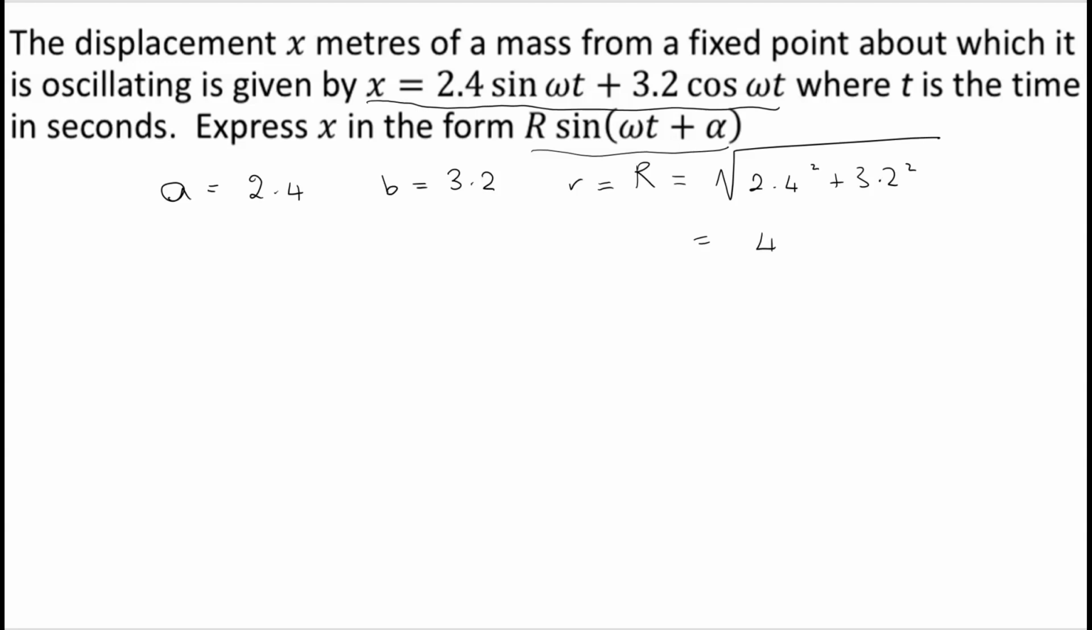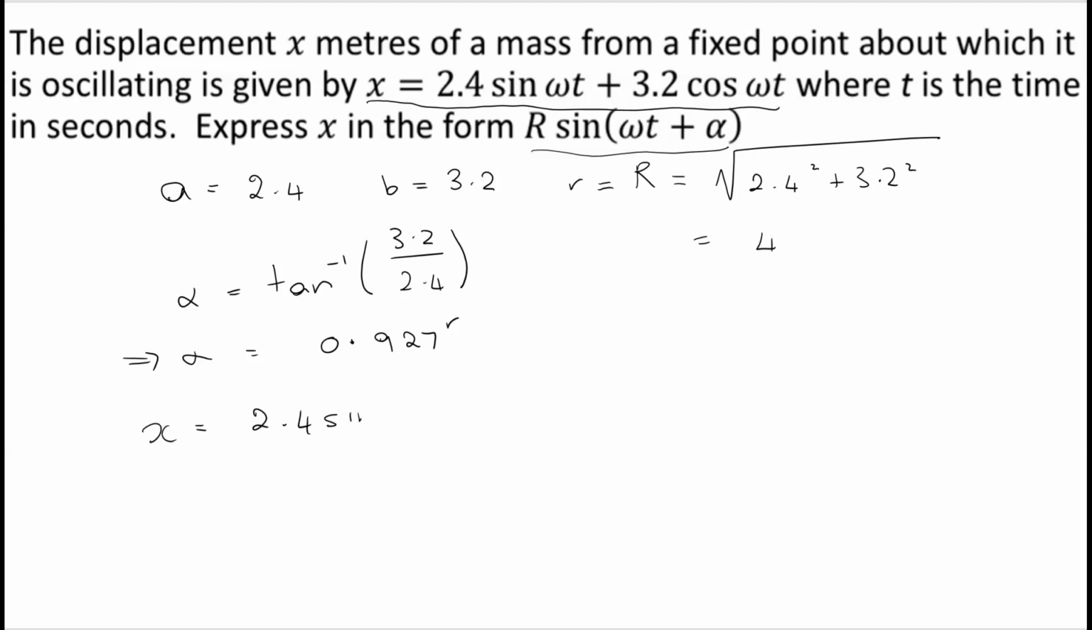Now we need to find alpha, and alpha using the formula that you're given is the inverse tan of b over a, so it's 3.2 over 2.4 using your calculators, and because it's to do with time we need our calculators set in radians, so therefore alpha is equal to 0.927 radians. Putting that all together, we can rewrite x equals 2.4 sine omega t plus 3.2 cos omega t.